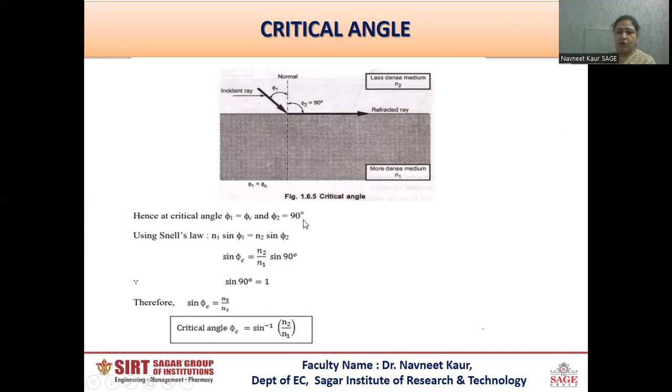So, this angle after which the refracted ray will be propagated in the same medium is known as the critical angle. So, using Snell's law, n1 sine phi 1 is equal to n2 sine phi 2. Now, when phi 1 is equal to the critical angle, say phi c, in that case, phi 2 becomes 90 degrees. So, n2 upon n1 sine 90 degrees. We know sine 90 degrees is 1. So, sine phi c will be n2 upon n1. So, the critical angle will be given as sine inverse n2 by n1. This is the equation for the critical angle.